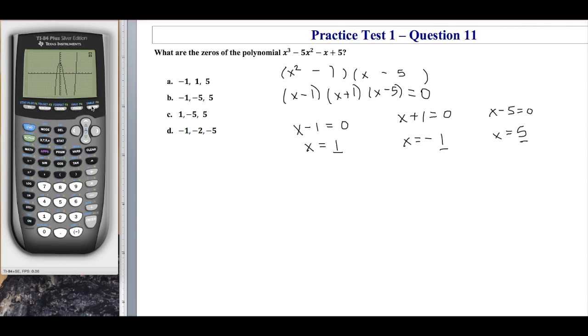Do second table. Here we are looking for x values when y is 0. We have one here when x is negative 1, y is 0. When x is 1, y is 0. And when x is 5, y is 0. So in both cases, we get the same zeros of 1, negative 1, and 5, which corresponds to answer choice A.